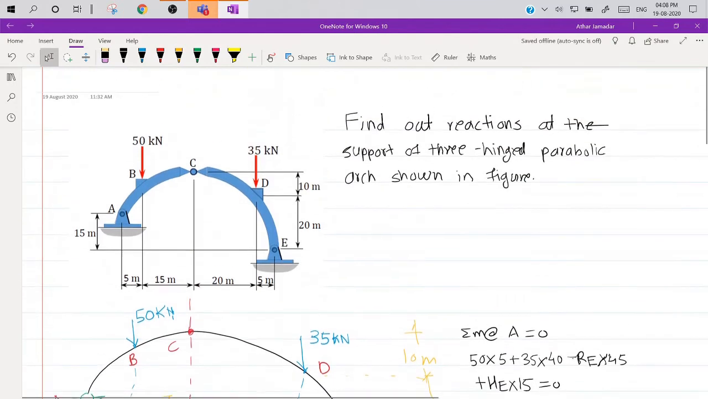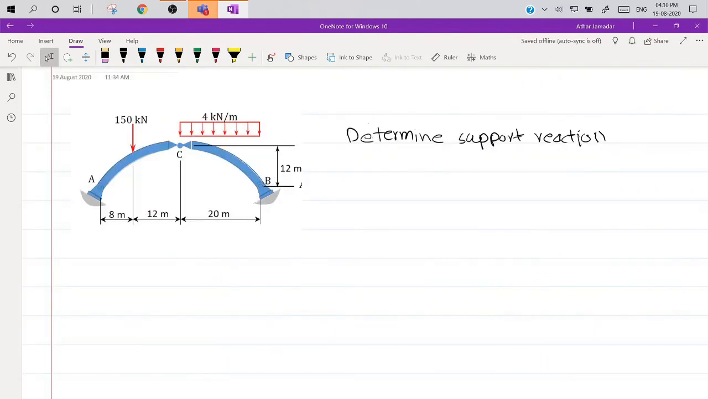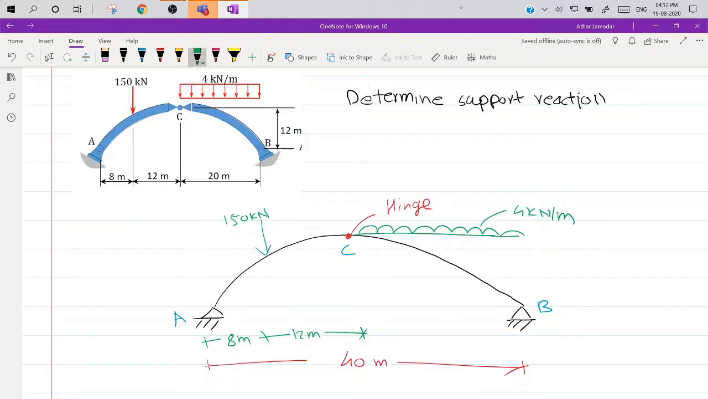So now let us take a second example. For this particular arch, it is asked to find the support reactions at support A and support B. So okay, this type of arch is given. Remember, both of these supports are at the same level, and the rise of the arch is 12 meters. Okay, so whenever the supports of an arch are at the same level, then that arch is always symmetric about the y-axis in geometry. Okay, that means segment length AC is equal to segment length BC.